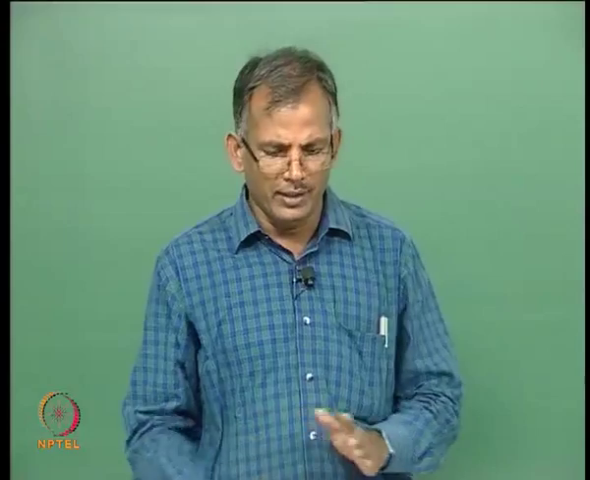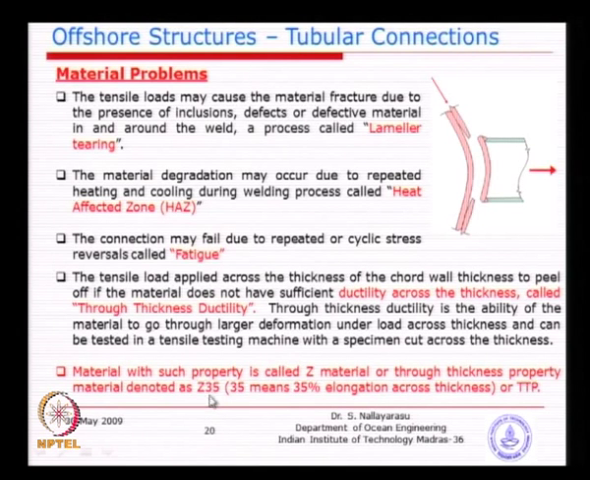So, that material is sometimes noted as Z35, or we call it Z property, because it is the property across the thickness. Length and width direction anyway you will have. The notation we normally give is that 35 means 35% elongation across thickness. So, how do we do it?